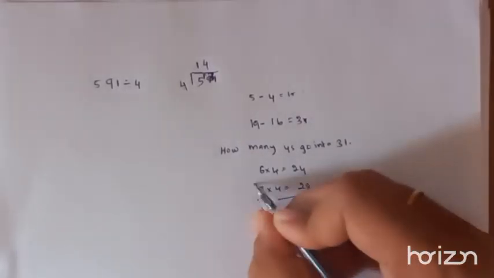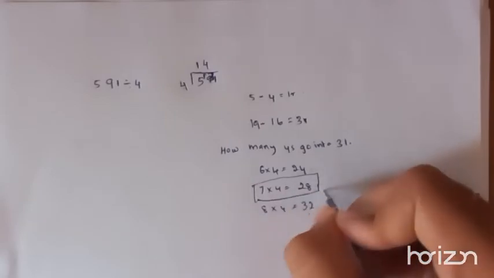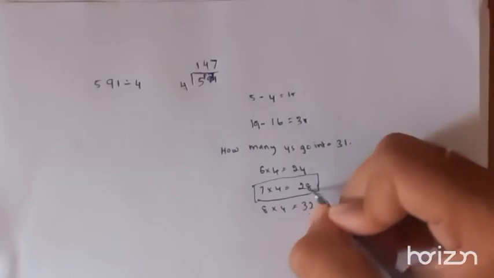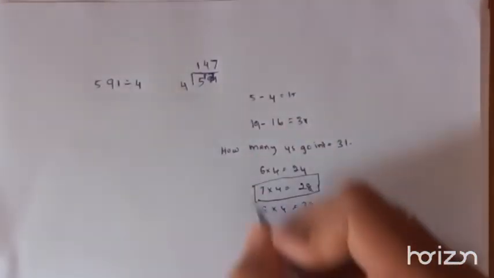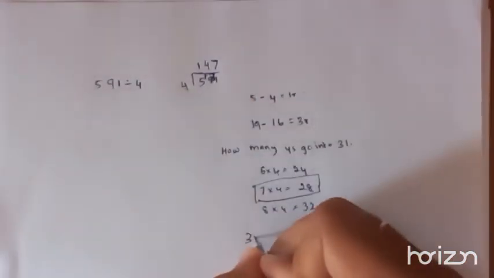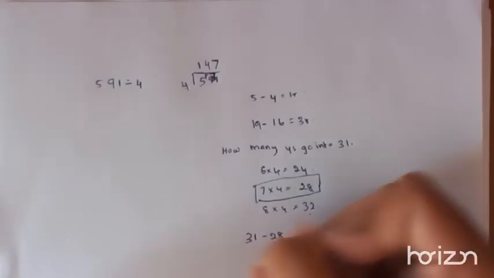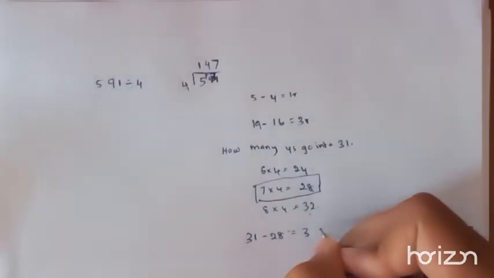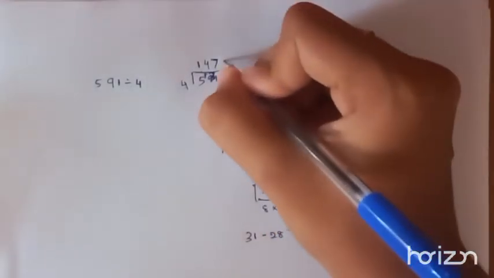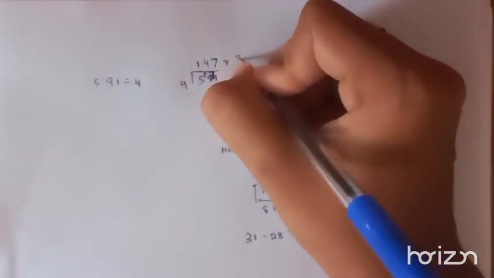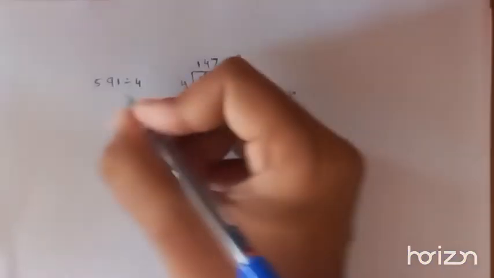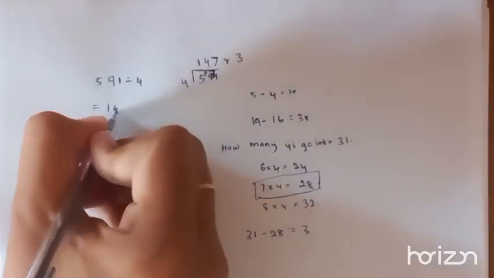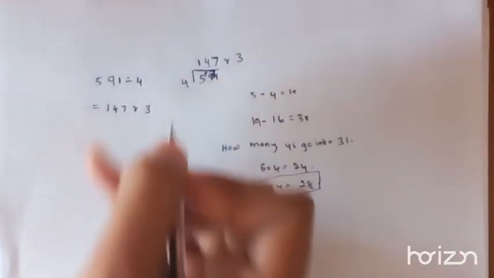So the correct factor to take is 7. I know 7 times 4 is 28, but we have a 31 here, so 31 take away 28, I would have a 3 remainder. So we would have 147 remainder 3 as the answer. So 591 divided by 4 would be 147 remainder 3.